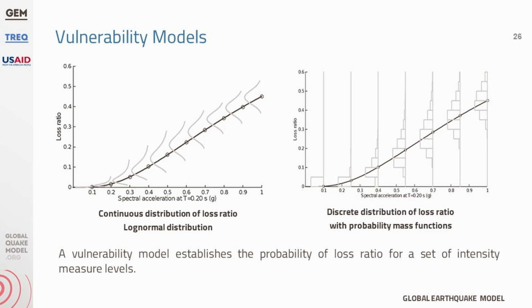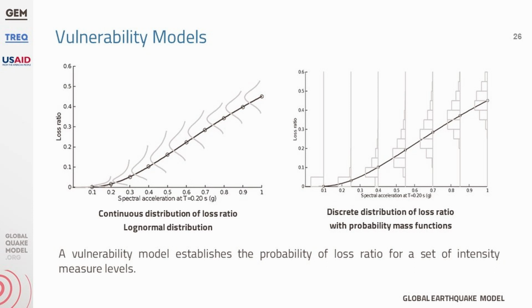By definition, vulnerability models establish a relationship between the intensity of ground shaking and the percentage of loss of value or of affected occupants, such as a number of fatalities, given that this intensity level is reached. It can be seen in these two vulnerability models that on the x-axis, the greater the ground shaking intensity, the greater the fraction of loss of the structure.